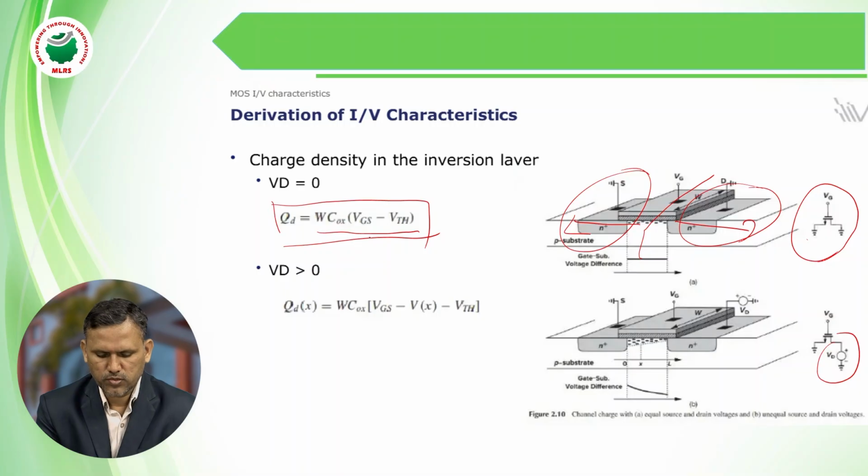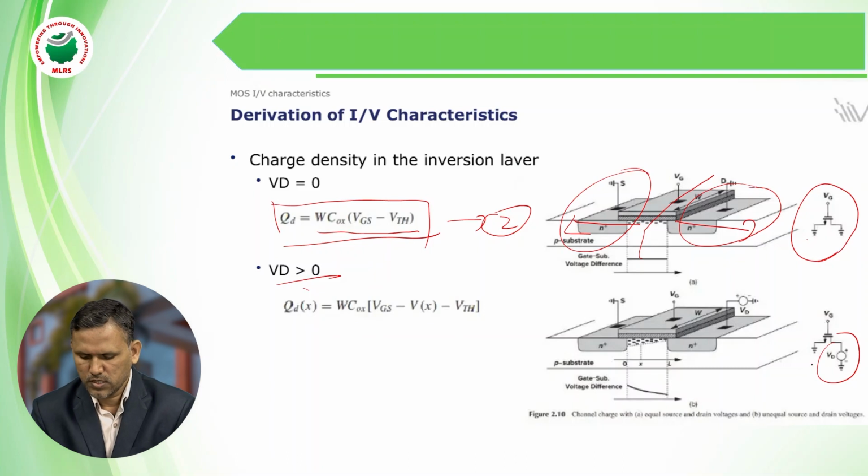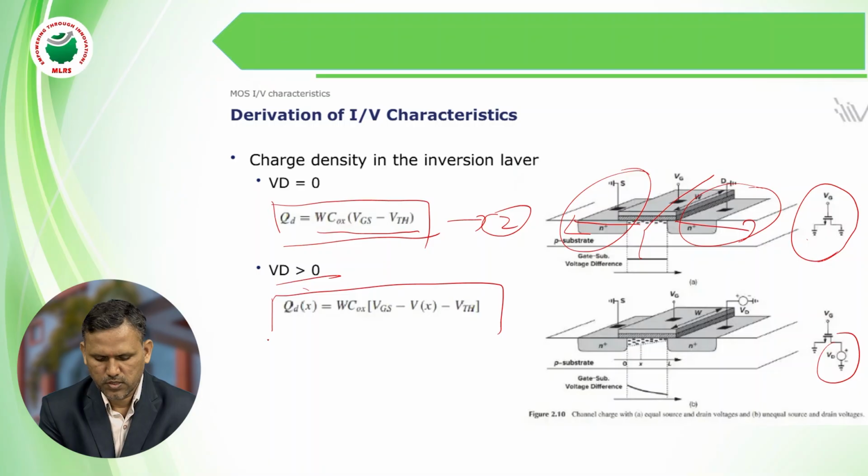Here the gate to source voltage is always greater than VTH, because we add some dopants to the substrate to develop the proper channel. In that case, the inversion layer is developed. That charge density of the inversion layer is QD equal to W COX (VGS minus VTH). This is considered as equation 2. And this is another case, where we apply some voltage, V of X. This is equation 3.